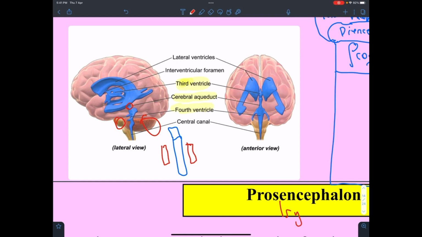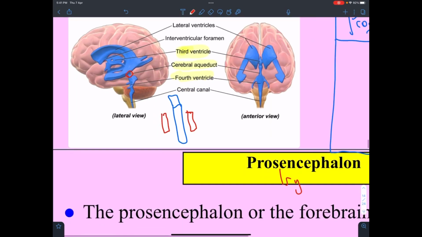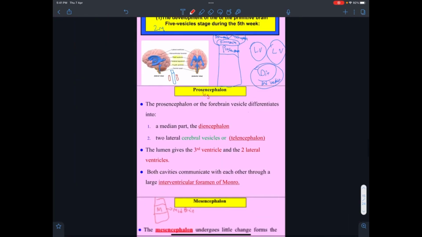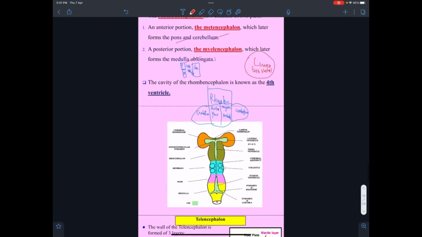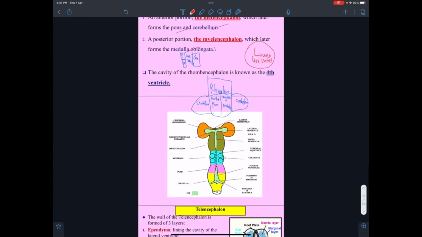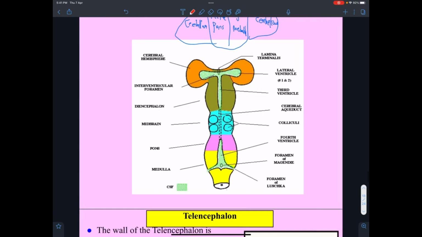Tamam? So this is basically everything about the three primary brain vesicles. All right? So let's review everything by name. We have three primary brain vesicles, right? Let's see what they were.